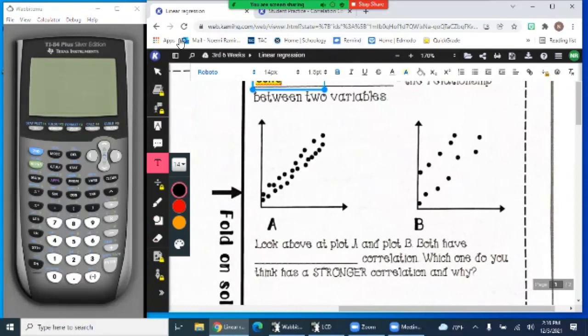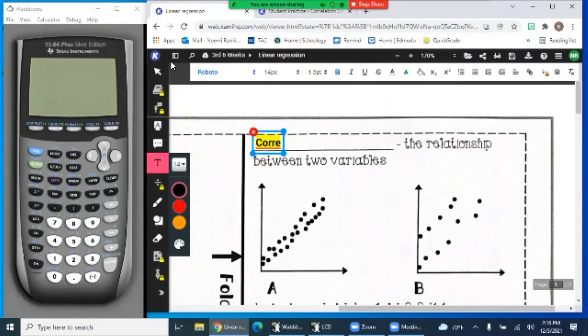Why is this thing in the way? This bar. The bar is in the way. Hold up. I can't move it. It won't move. There we go.